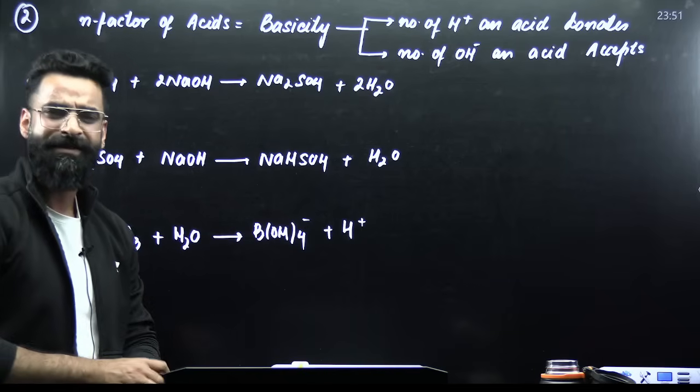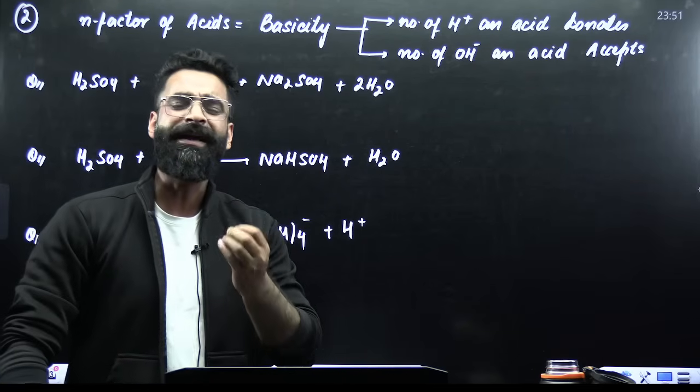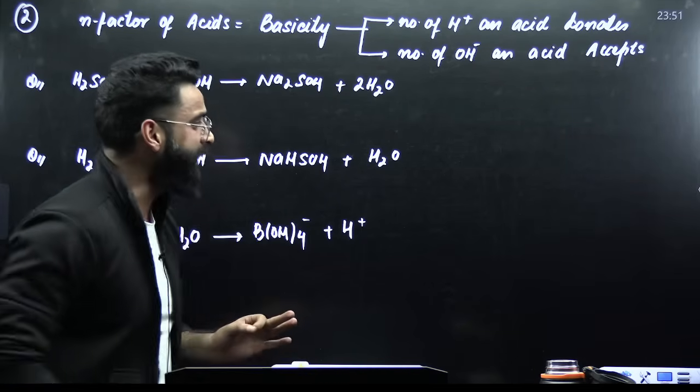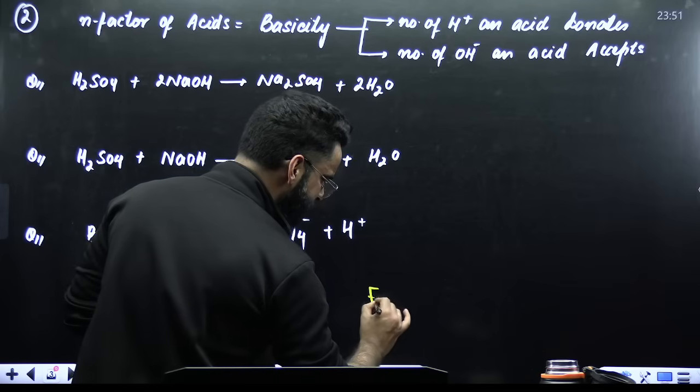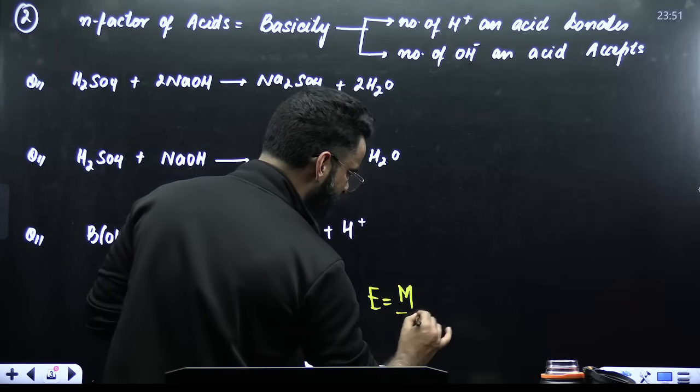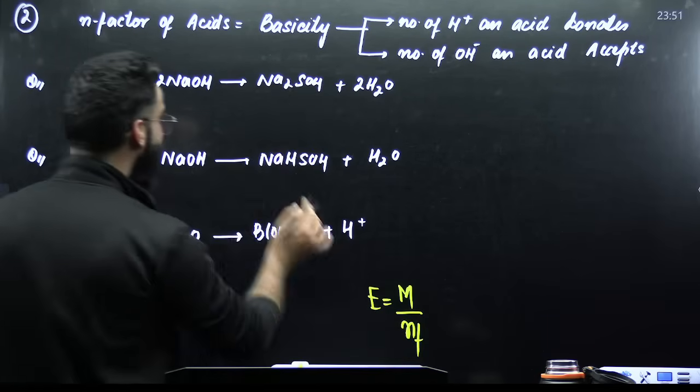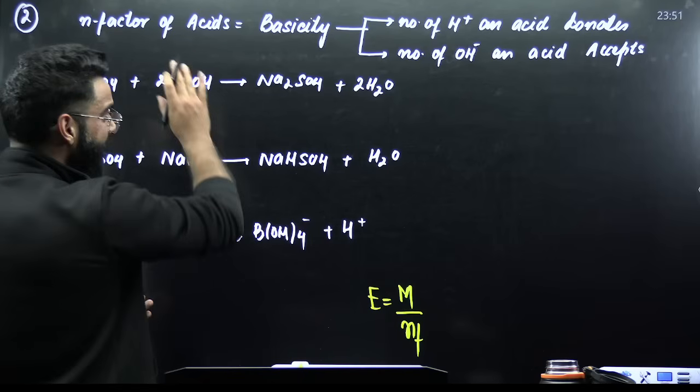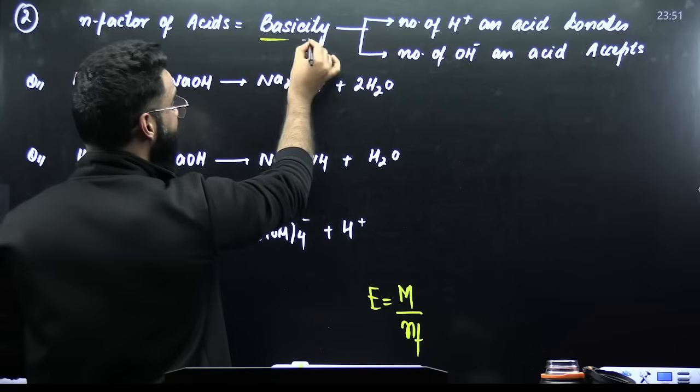N factor of acids. Basically, they'll ask you to calculate the equivalent mass of acids. And remember, the equivalent mass of a substance is nothing but molar mass divided by N factor. Now the point is, how do we calculate the N factor of acids? The N factor of acids is nothing but what's called basicity.